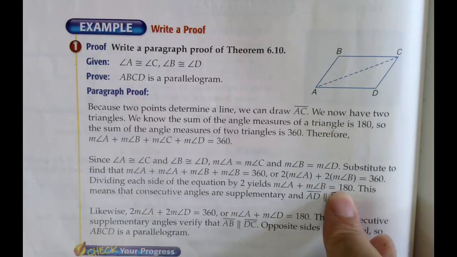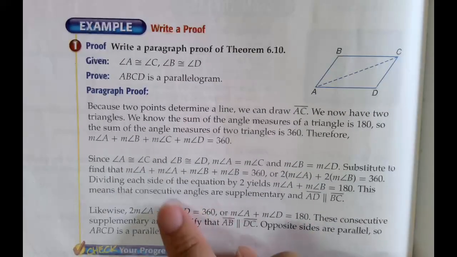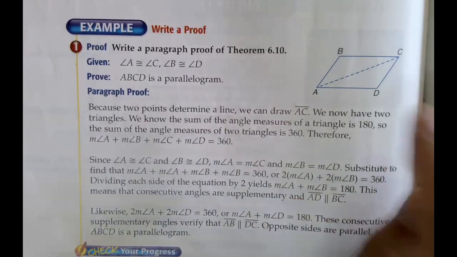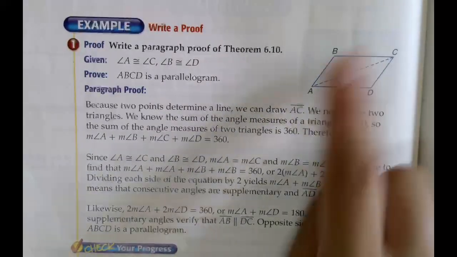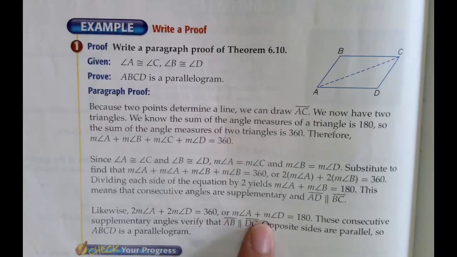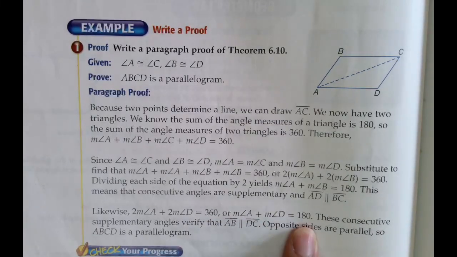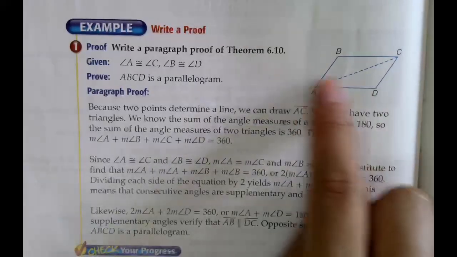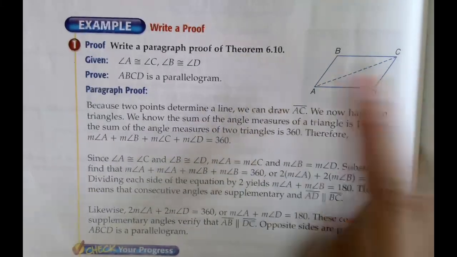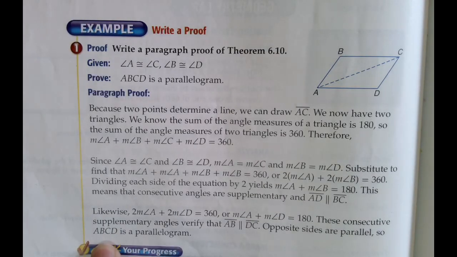What that means then is that angle A and angle B are supplementary. Since they are consecutive angles, or same side interior angles, that are supplementary, then we know that AD is parallel to BC. Likewise, we can do the exact same thing with angle A and angle D, which means 2 of them each would equal 360. That means the measure of angle A plus the measure of angle D is 180, which means these 2 are supplementary. Using the exact same idea of consecutive interior angles, this proves that AB is parallel to DC. And as a result, since opposite sides are parallel, ABCD is a parallelogram.